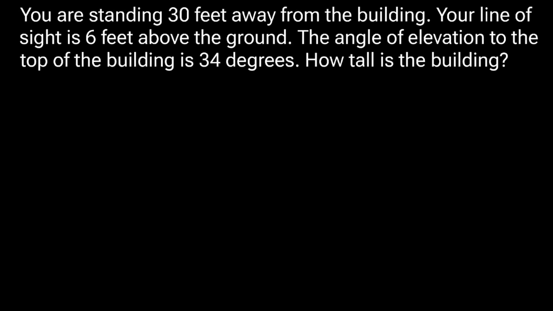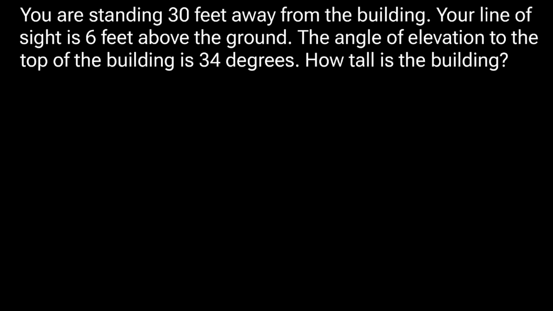Okay, this is how you determine the height of an object using trigonometry identities. And I've provided one question here. You're standing 30 feet away from the building. Your line of sight is 6 feet above the ground. The angle of elevation to the top of the building is 34 degrees. How tall is the building?